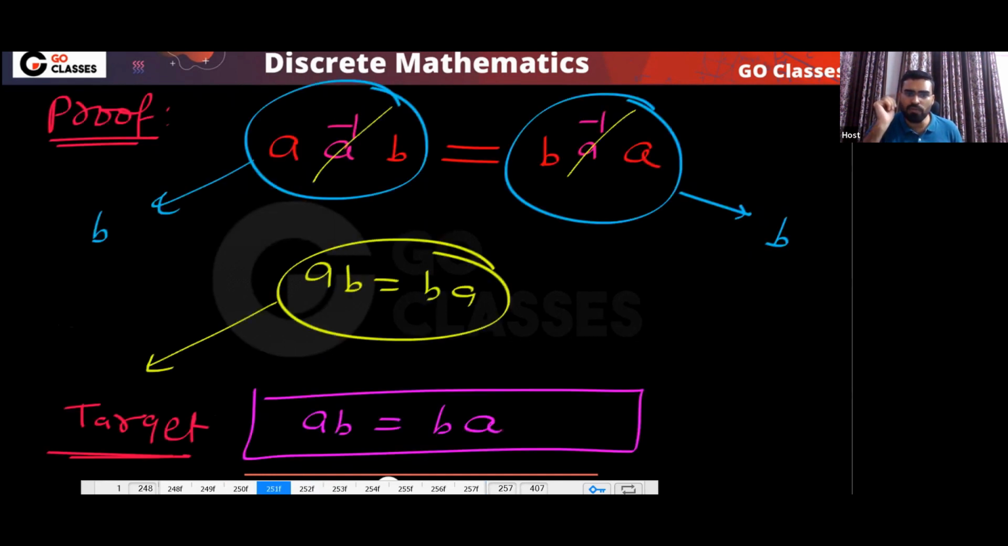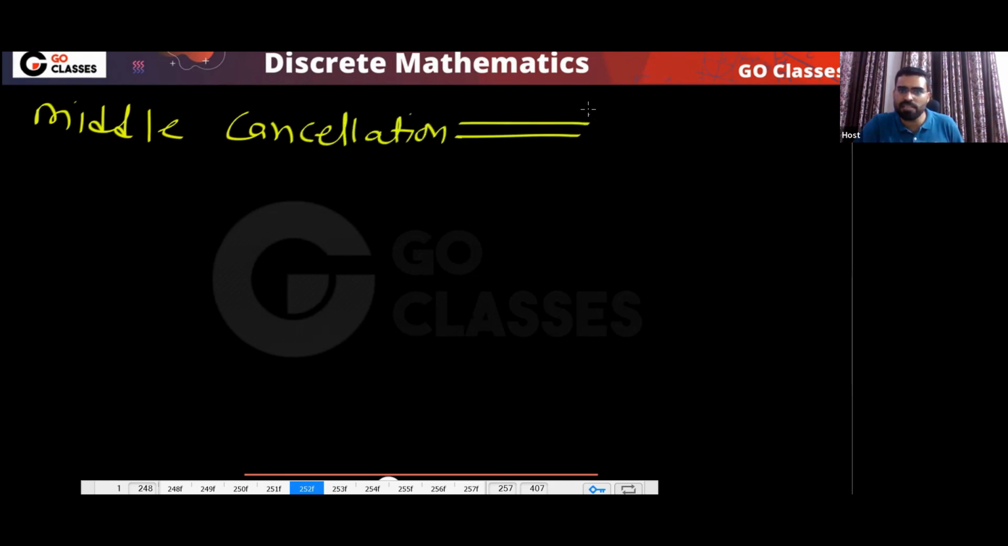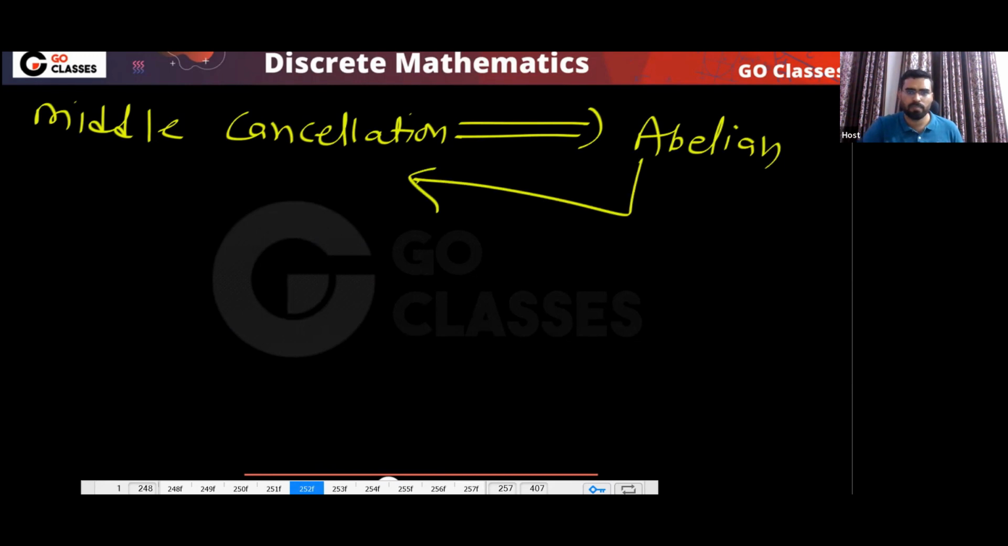Can I say that if you have abelian, you can do middle cancellation? Remember, middle cancellation implies abelian. Can I say abelian implies middle cancellation? If you have abelian, then can I do middle cancellation?